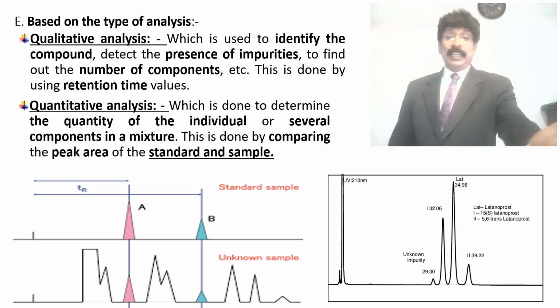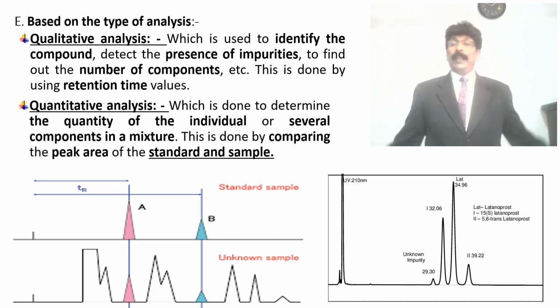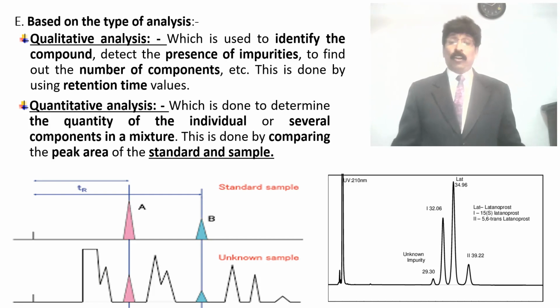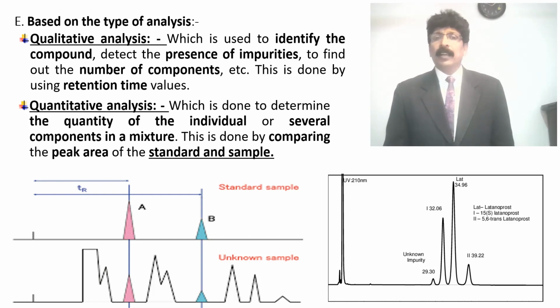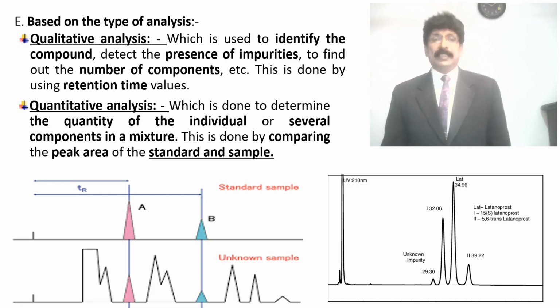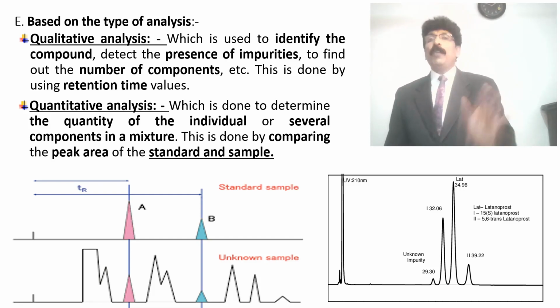You can see the A and B, the width and the height will give you the concentration. So the unknown sample can be easily identified by means of comparing with the standard, and the quantitative estimate, the amount, can also be calculated.